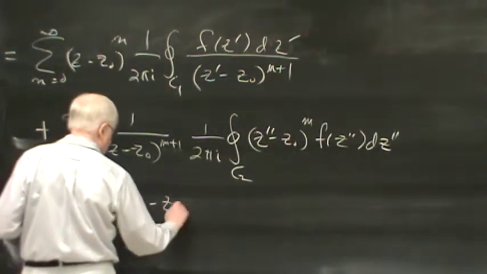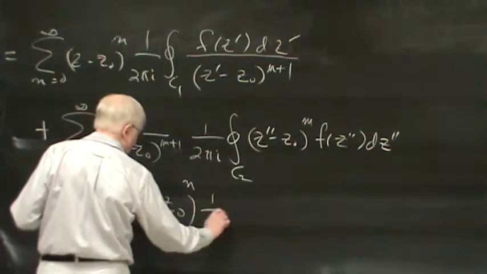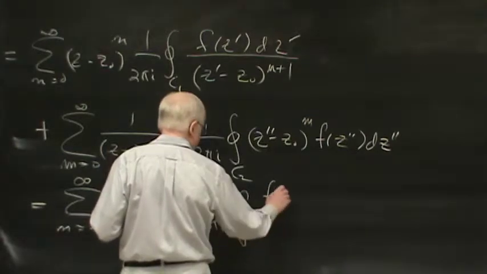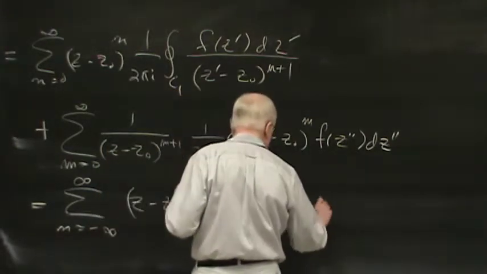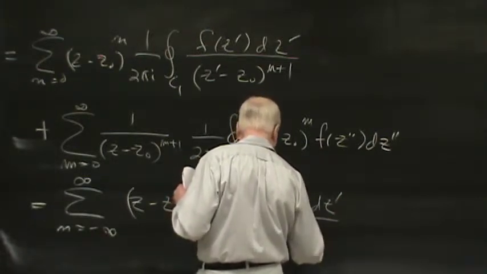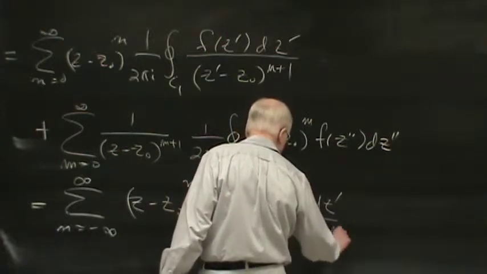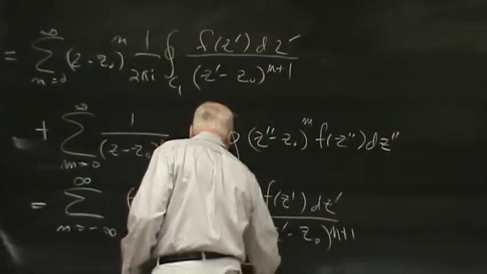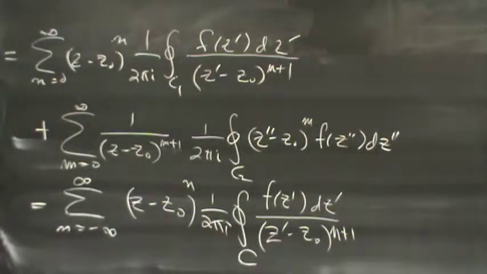z minus z0 to the n, times 1 over 2 pi i integral f of z prime dz prime over z prime minus z0 to the n plus 1. And now I'm going to call a contour C, and this contour C can be any contour between contour C1 and contour C2. So C could be this thing.